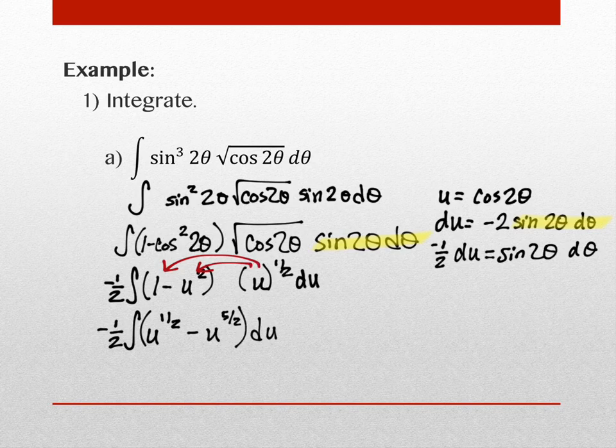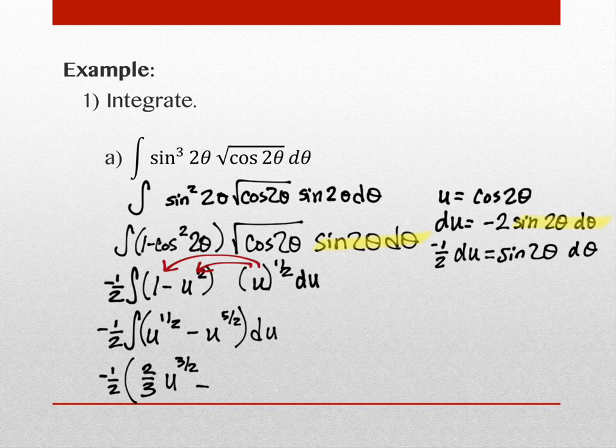Now, it may not be your most favorite thing to take an antiderivative of, but it's probably not your least favorite either, right? We can work with this. This is a power rule, and we're going to take our antiderivative. My negative 1/2 at the beginning will just come along for the ride. What's the antiderivative of u to the 1/2? Somebody's saying it. 2/3. What's next? U to the 3/2.